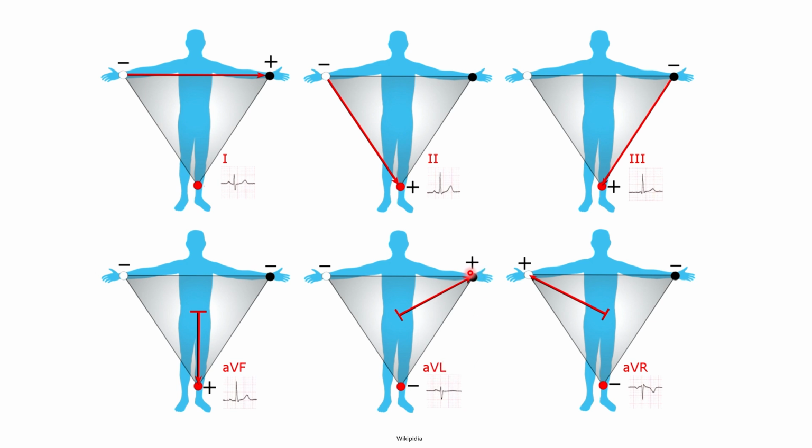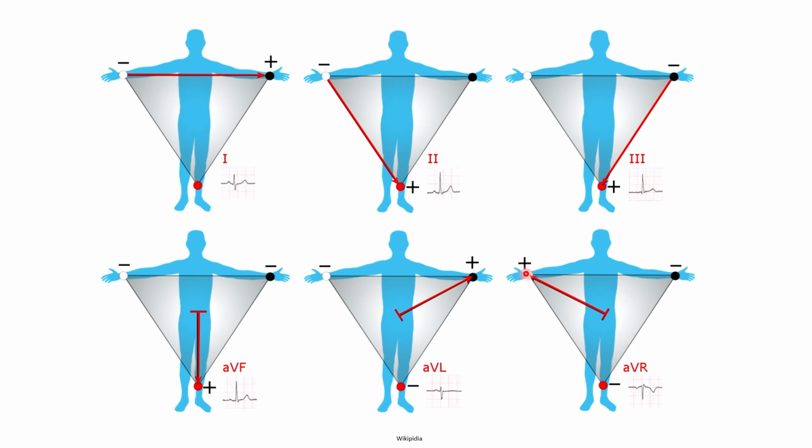Take the left arm as an example and take the average of the other two. For example, the other two will be the right arm and left leg. The average will be at the center. If you take from the center to the left arm, it will form AVL, and the same thing for AVR.